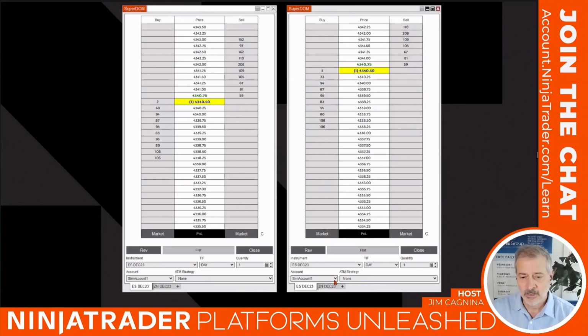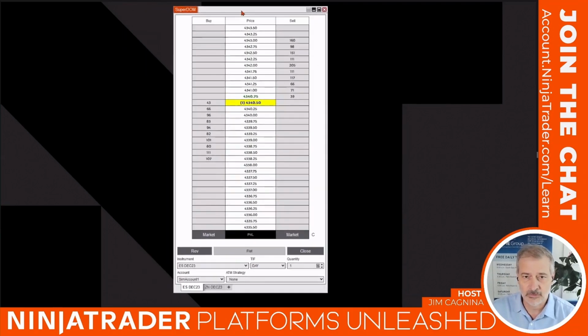You don't have to have one. If you prefer to look at two different markets at the same time, side by side, depending on the real estate you have on your computer monitor, this is particularly convenient. All right, so let's go ahead and close this out and let's play some trades.